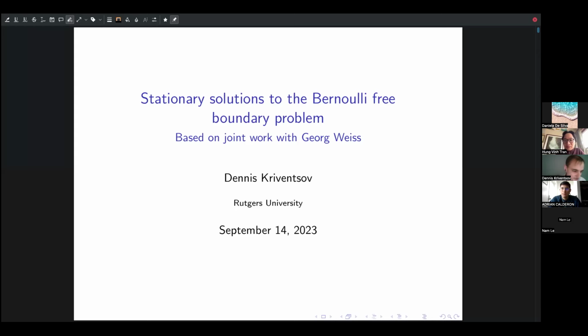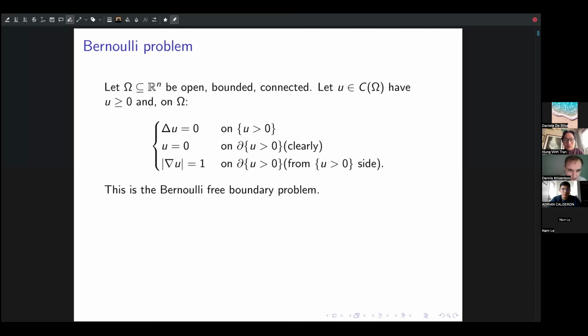Let me also say that I recognize many experts on this topic in the audience. So some of the talk is going to be pretty elementary. So if you find it boring, then I apologize. But I will try to get to some things I have been doing recently with Georg Weiss, which hopefully will be still interesting. So this whole project that I talk about is joint with Georg. But okay, let me start with some background.